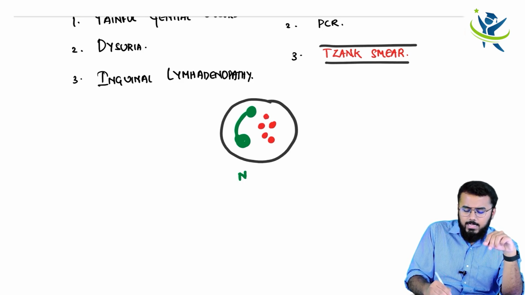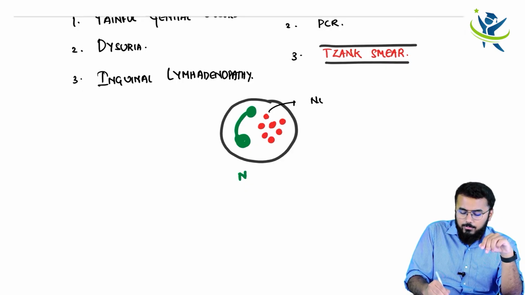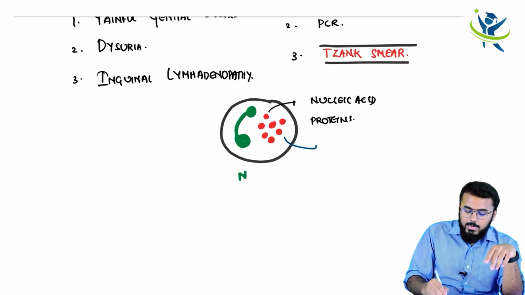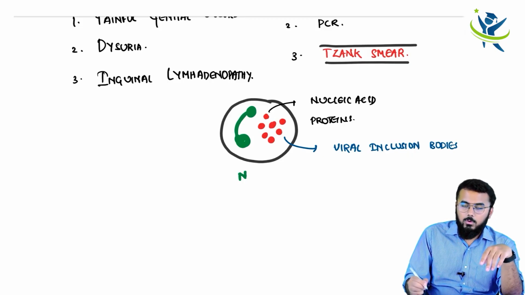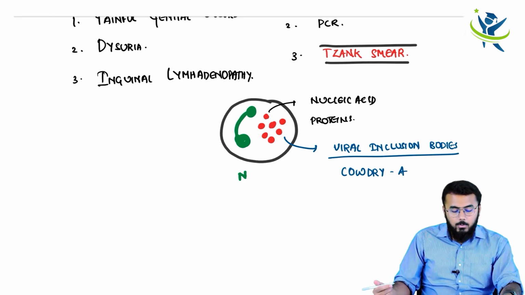Scientists have taken up these bodies and looked at what they are made up of. Obviously they are made up of nucleic acid as well as proteins. Now these bodies, they called viral inclusion bodies. The other name that they have given to these bodies is Cowdry type A bodies.